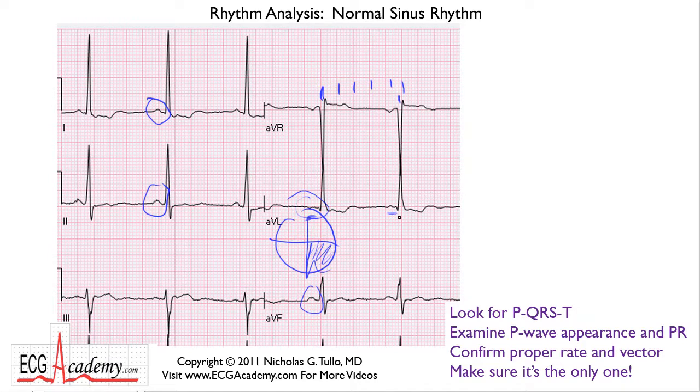Okay, so now in the next chapter, we're going to talk about sinus bradycardia, sinus tachycardia, and how to recognize those. And we'll get some more practice in recognizing some of the different variations in the sinus rhythm.